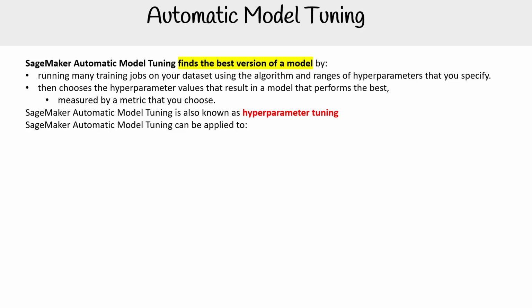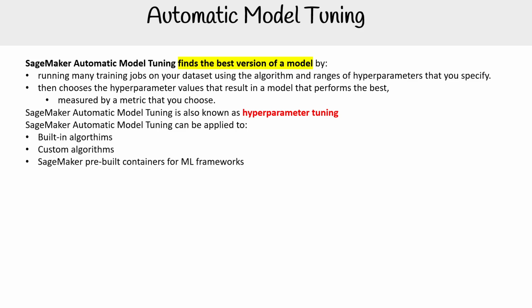SageMaker Automatic Model Tuning can be applied to built-in algorithms, custom algorithms, and SageMaker pre-built containers. It can save you money for hyperparameter tuning by using EC2 spot instances. The S is missing there. I'm just going to go ahead and add that in there.